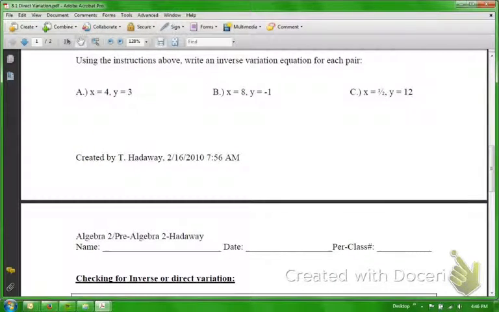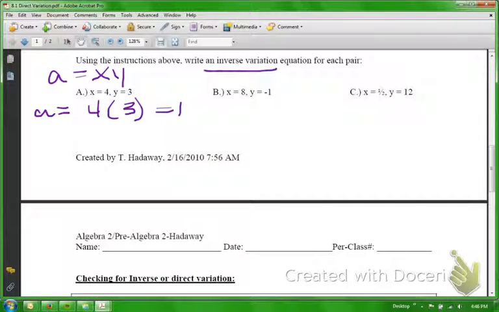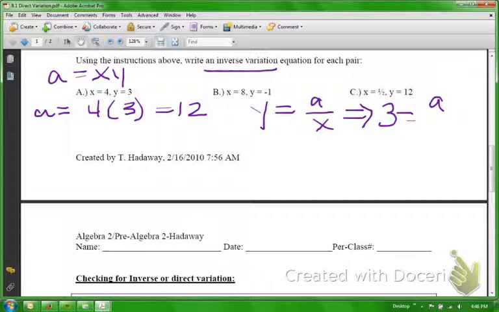All right, we're going to do this first example real quickly. We will do a lot more examples in class. We'll fill out our notebook. Don't worry about it. So if x equals 4 and y equals 3, it says we're going to write an inverse variation equation. Because I just found out, I know that x times y equals a. So a equals 4 times 3, which is 12, or you could use your formula, y equals a over x, so that gives us 3 equals a over 4, which would be 12.